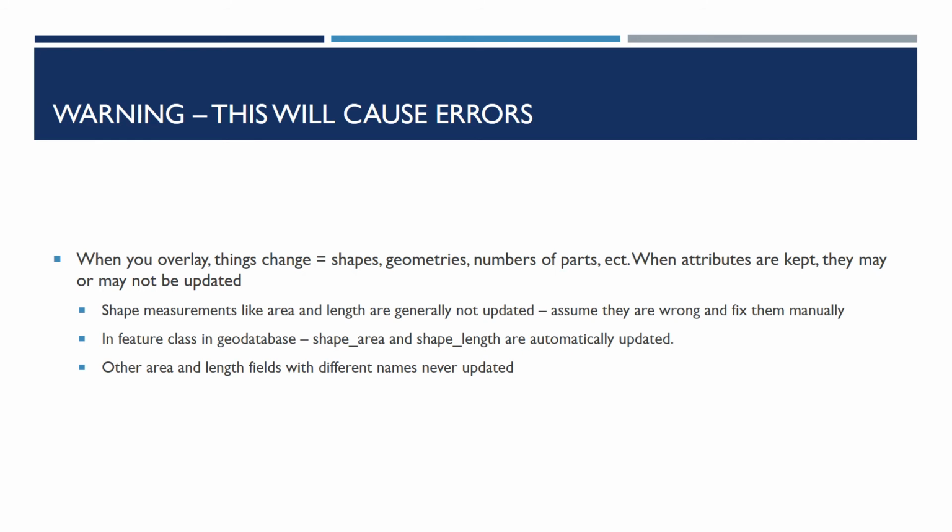those measurements of length and area change when the data is edited, modified, or projected, but the information in the attribute table is not updated. So always assume they're wrong and fix them.